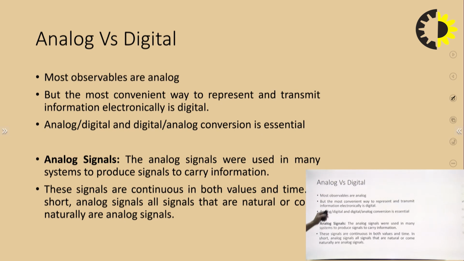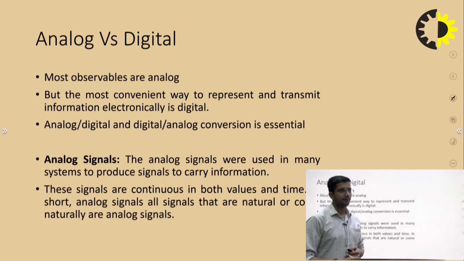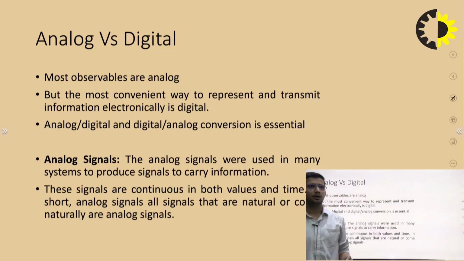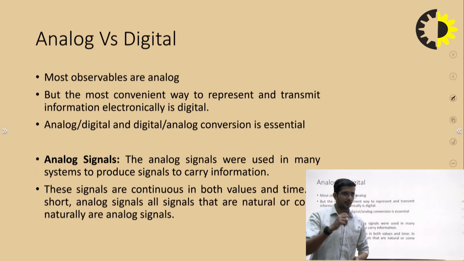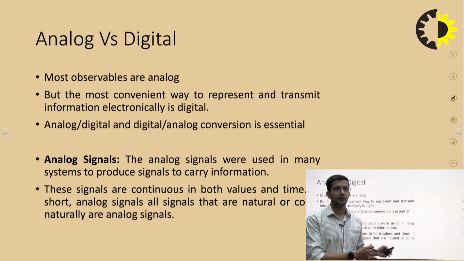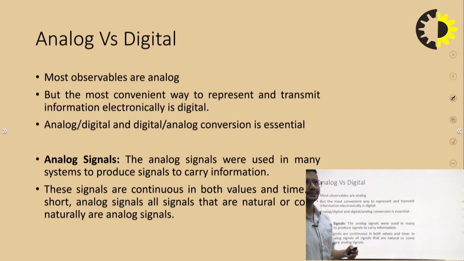So in this PPT I'm going to explain analog versus digital. So we know that when we are talking, the video signals, audio signals all are analog in nature. So why do we need digital? The most convenient way to represent and transmit information electronically is digital. Because, for example, analog is continuous in nature. So if noise arises at one point in analog signals, it will go from one point to another point. So it will keep on increasing the noise because this is continuous in nature.